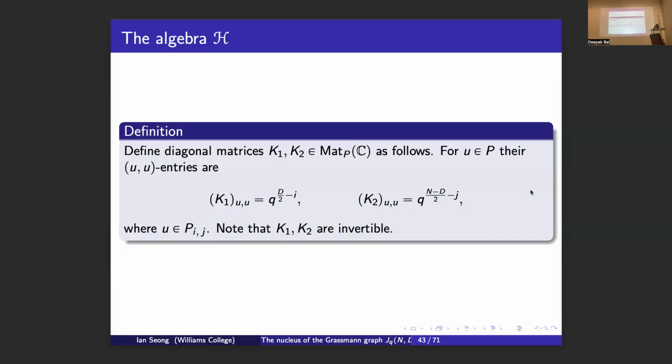Okay, now we define some more graphs, some more matrices. We define diagonal matrices K1 and K2 as follows. The exact details are actually not that important. I guess the takeaway for these matrices is that we're just trying to define a matrix algebra that is similar to a Terwilliger algebra T.